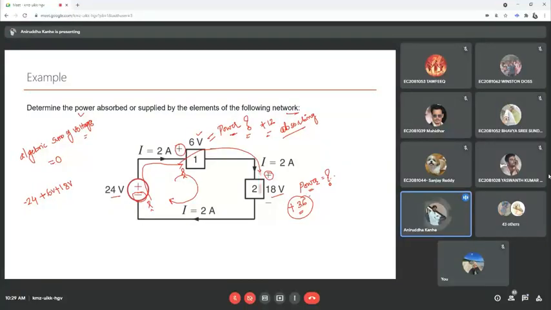Then I moved further. I did not find any other element which is either delivering or absorbing power, or any source also, right? So I have reached the starting point again. Now I will stop here. Let us do the algebraic sum, and this leads to 0. What is this called?